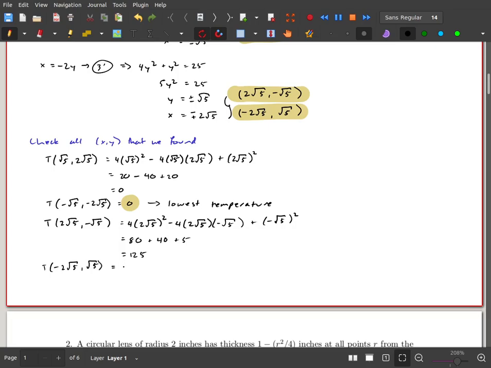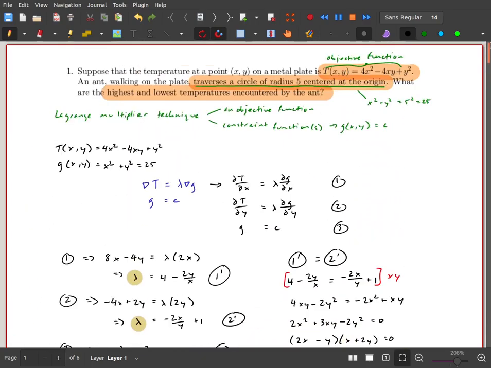We'll get the same answer because the negative signs are just flipped, but the way the objective function is formulated, it cancels out. So this means that this will be our highest temperature. That's in our domain. So those are our 2 solutions to the problem.